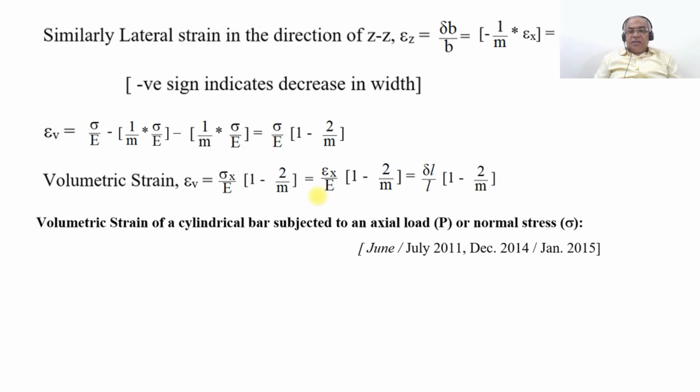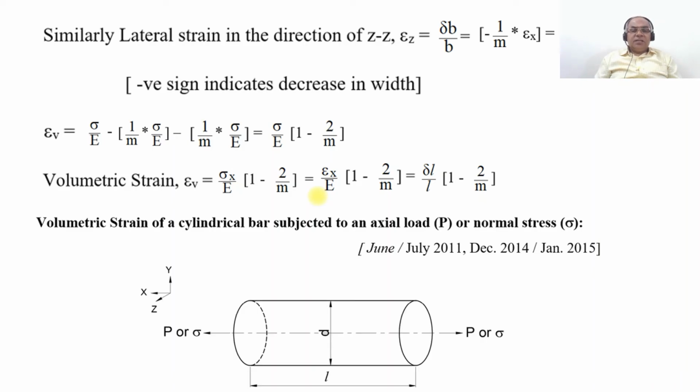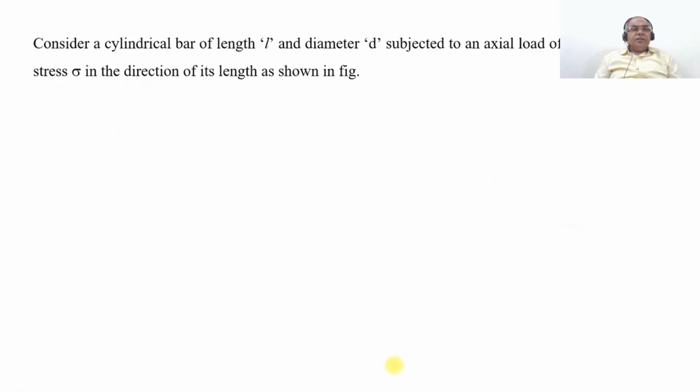So similarly, consider the volumetric strain of a cylindrical bar subjected to an axial load P or the normal stress sigma. So that is the single direction. Here we have both Z and Y equal to D, and P or sigma will be applied along the direction of X, which is the length. Consider a cylindrical bar of length L and diameter D subjected to an axial load P or the normal stress sigma in the direction of length, as shown in the figure.